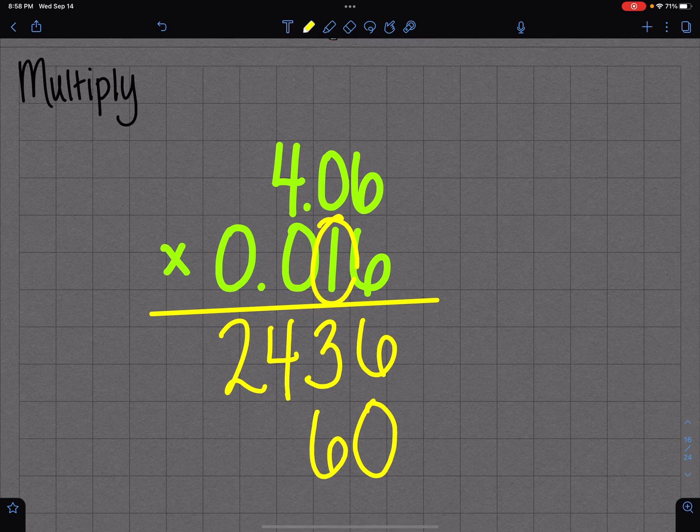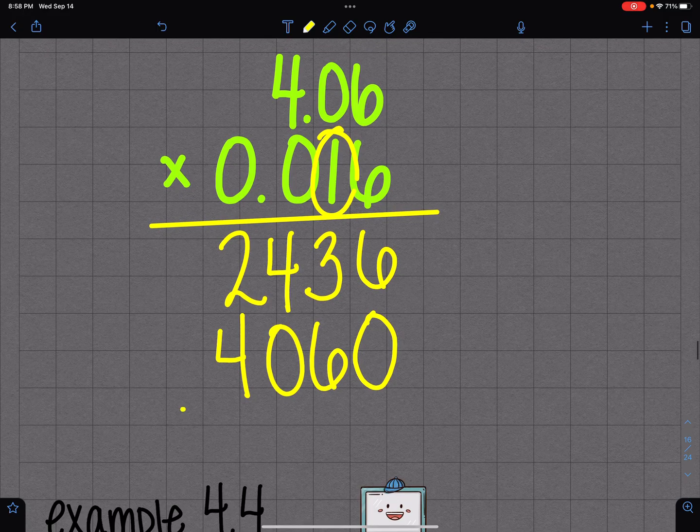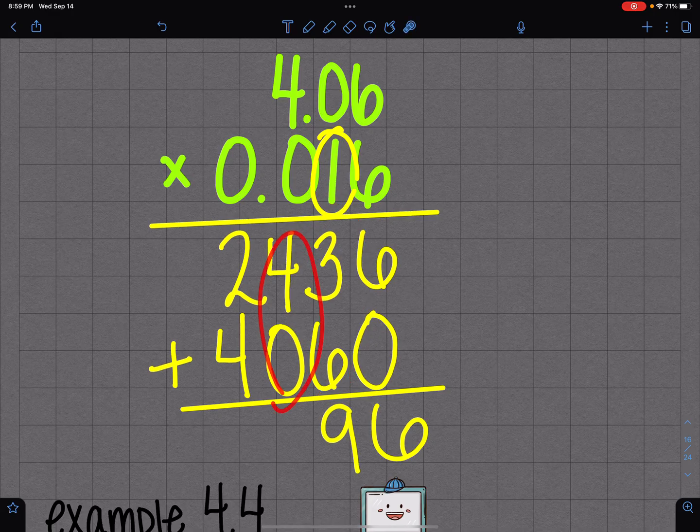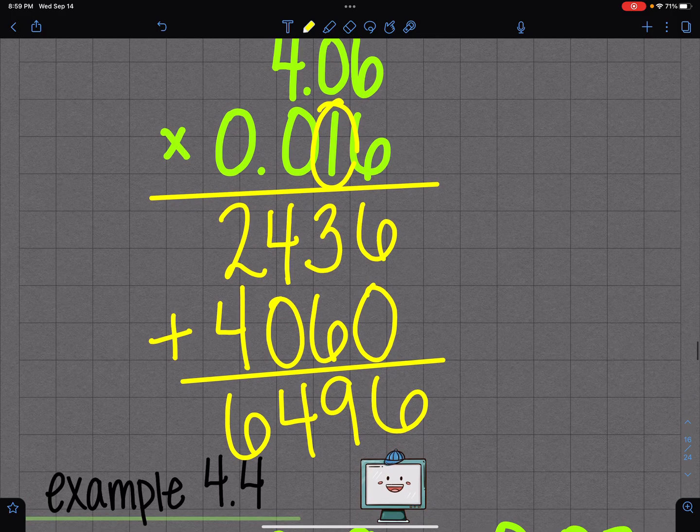1 times 6 is 6. 1 times 0 is 0. 1 times 4 is 4. Okay. And then what we do is we add. I didn't do a great job of lining it up perfectly, but 6 plus 0 is 6. The next row, 3 plus 6 is 9. The next row, 4 plus 0 is 4. And the next row, 2 plus 4 is 6. And then this is the answer we get.